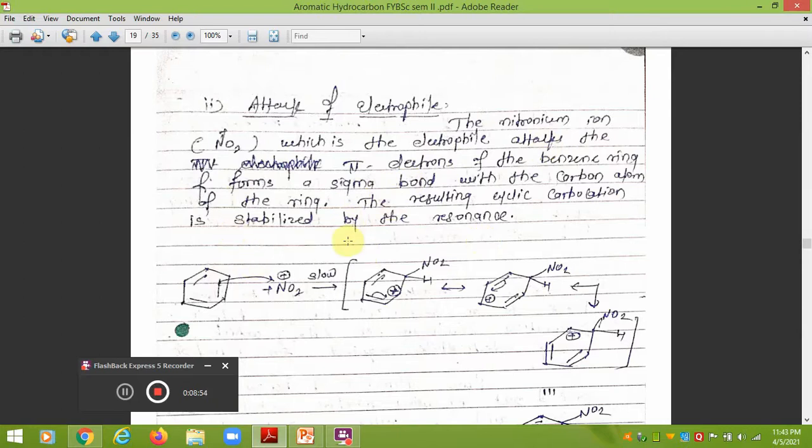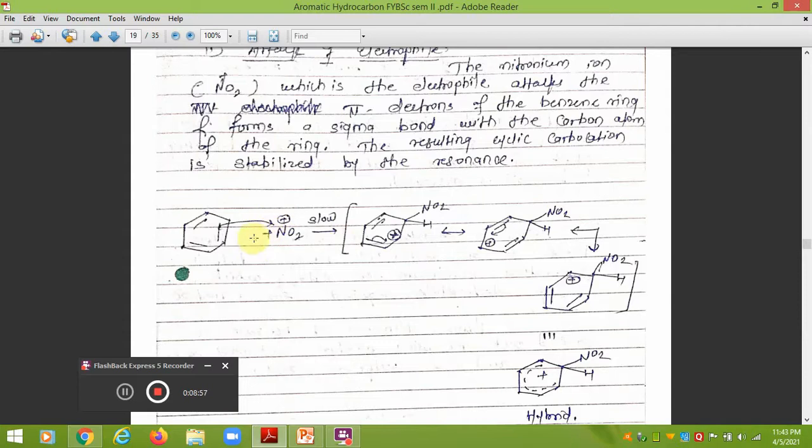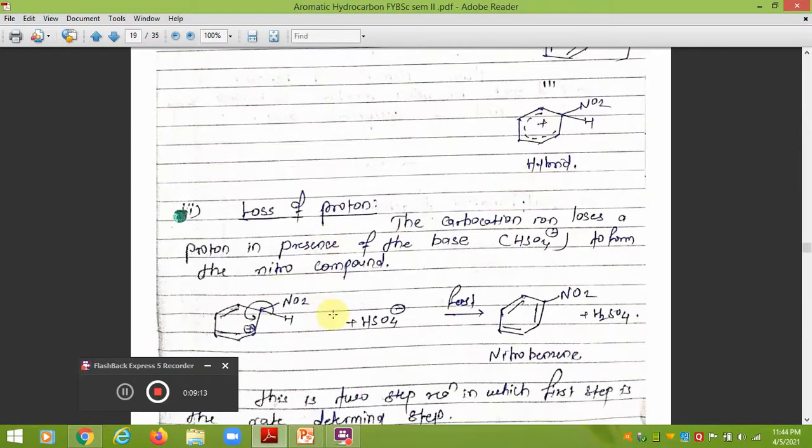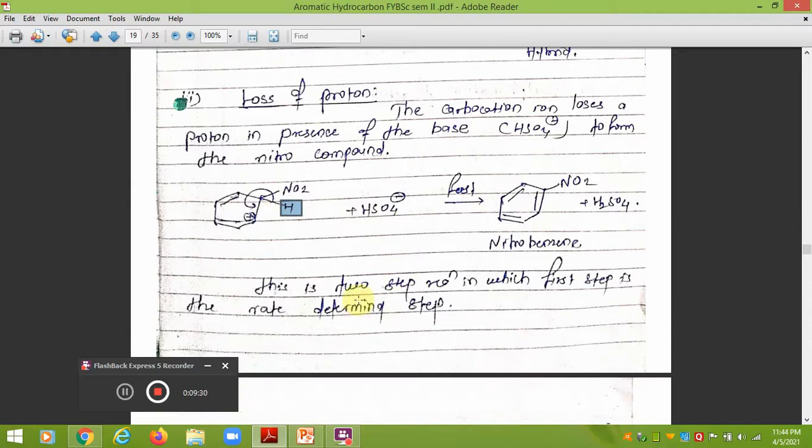So here this is the nitronium ion, and this is the benzene, so it will attack the nitronium ion. Definitely the formation of a carbocation takes place. This carbocation is stabilized by means of the resonance effect of this benzene ring, and it gives this hybrid. In the next step, the base HSO4 minus ion, which is already present in the reaction, will attack this acidic proton, so that the aromatic character of benzene is achieved. So this is a two-step reaction, in which the first step is the rate determining step.